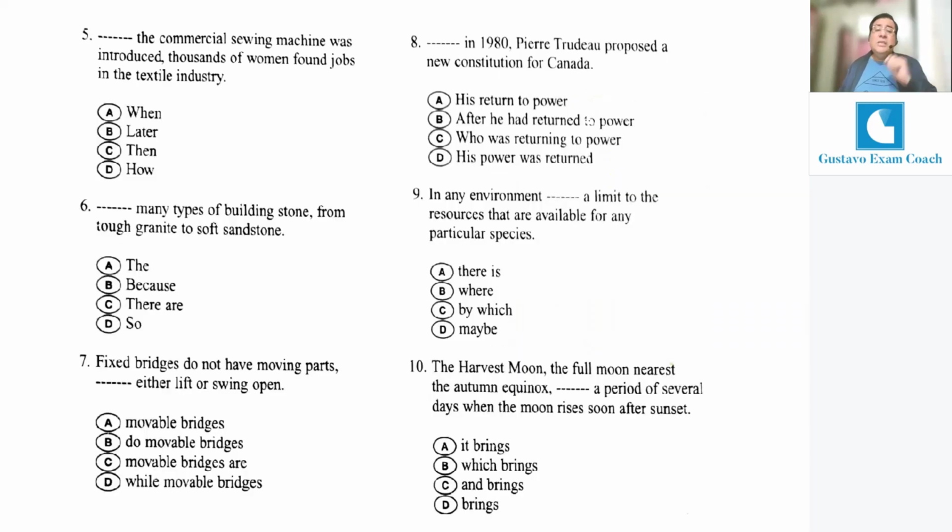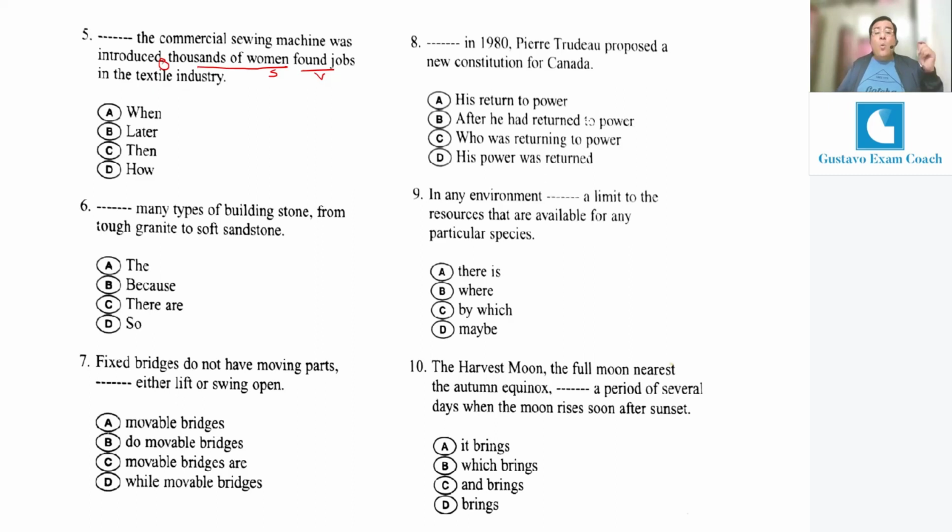Number 5. Blank, the commercial sewing machine was introduced. Thousands of women found jobs in the textile industry. Thousands of women found jobs in the textile industry sounds like an independent clause, right? We have thousands of women, the subject, conjugated verb. So what comes before must be some kind of phrase or a subordinate clause. That's the only possibility, because all that separates these two groups of words is just the comma before thousands. So what we need before the comma is a subordinate clause.